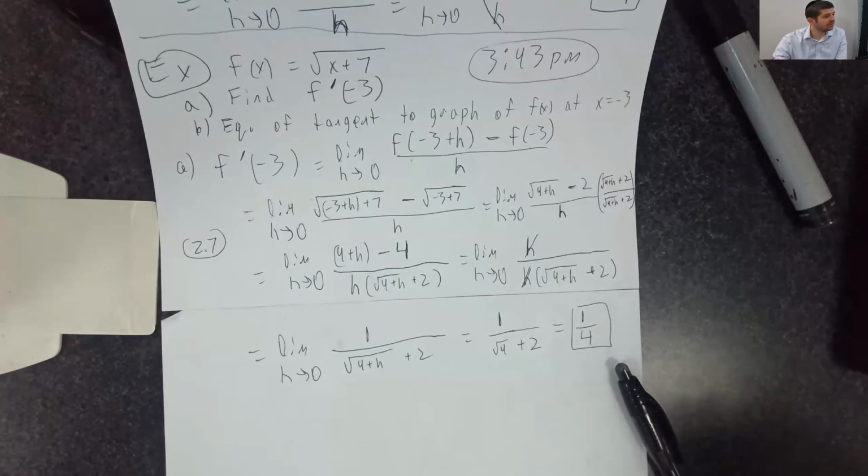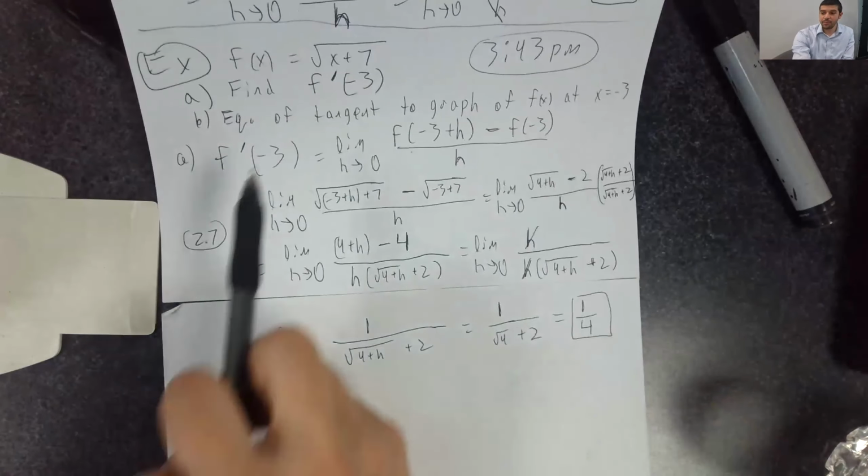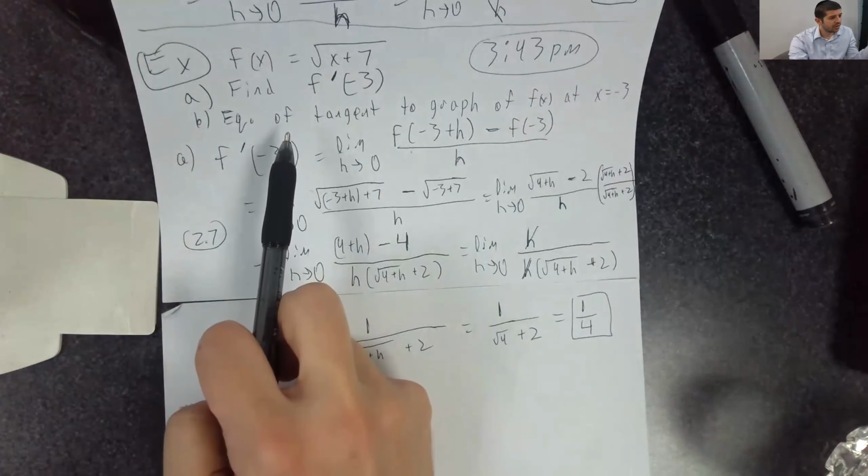Okay, good. Questions on this? Okay, that's only part A. Now, part B, pay attention to the question. They're either going to want a tangent line or a slope or both. So make sure you give them what they ask for.